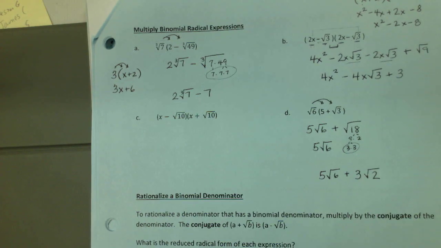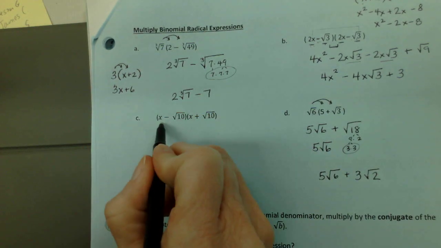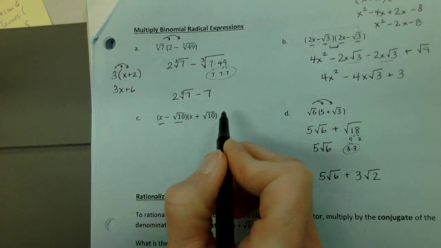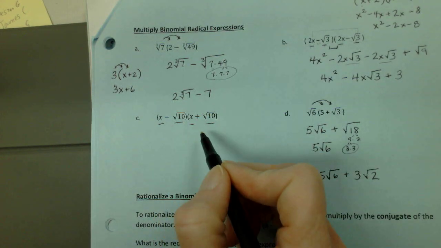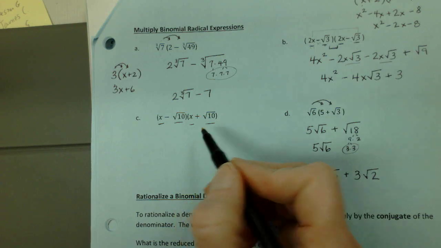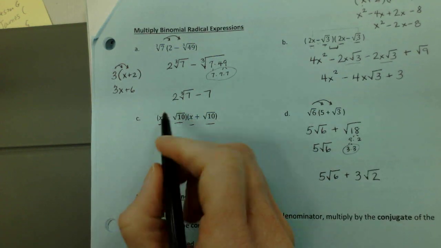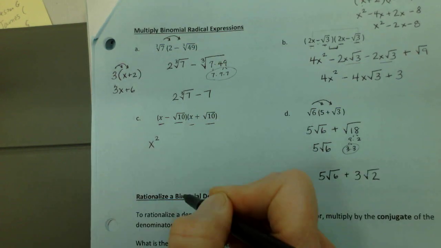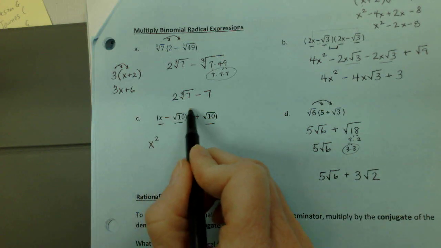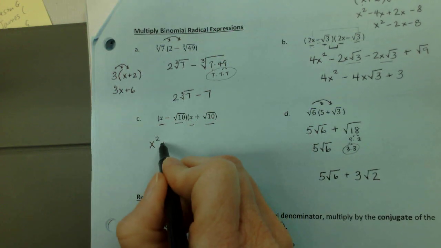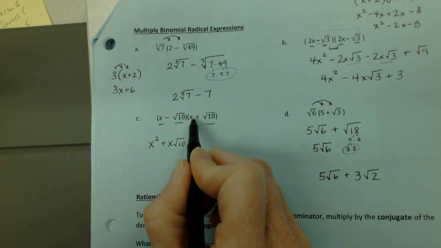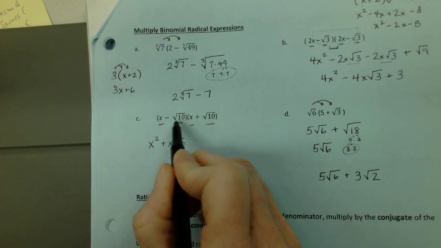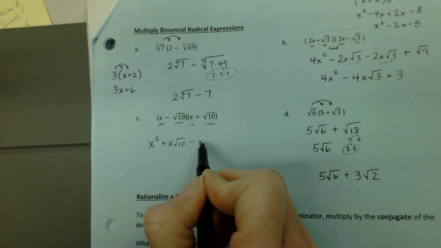Okay, and then the last example here, C. Again, I have a binomial. There's two terms there. And I'm taking it times another binomial. So it's a binomial times a binomial, so I'm going to FOIL. First term times first term is x squared. Outside product is a positive x square root of 10. Inside product is a negative square root of 10 times x, so that's going to be a negative x square root of 10.